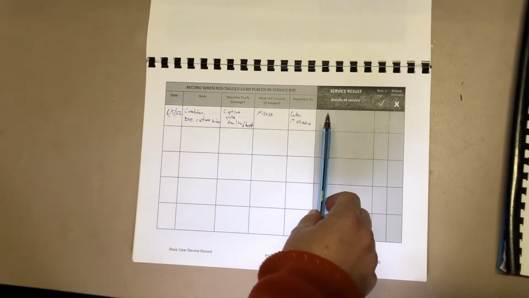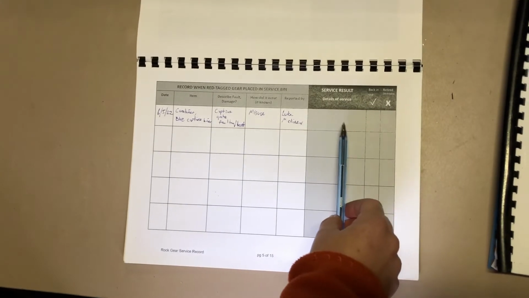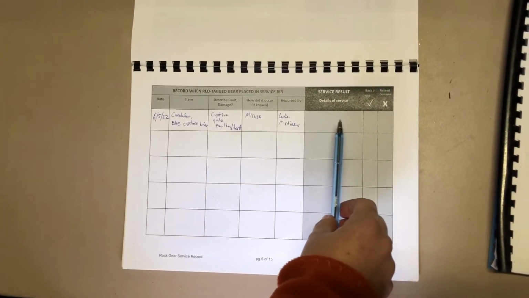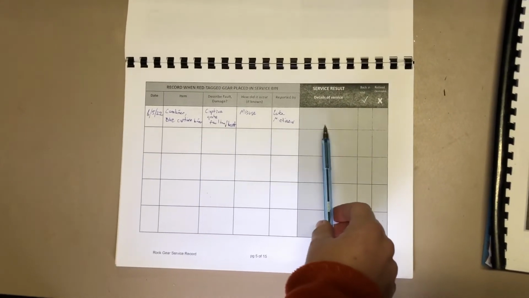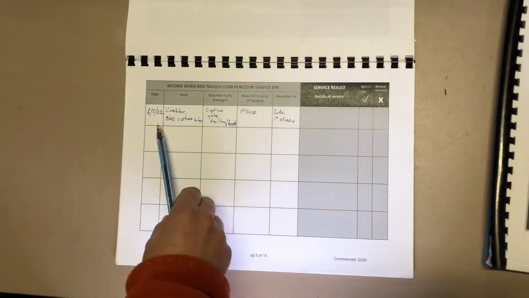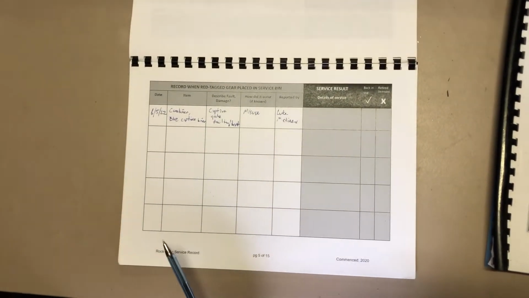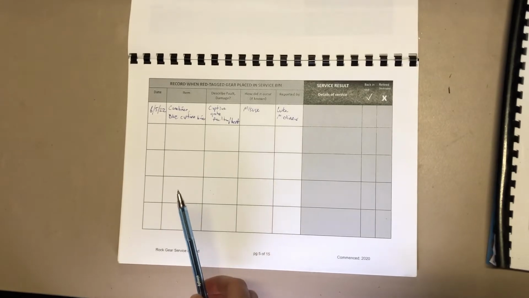We would then service the equipment at a date later on, and we would write down the result of the service. We'd write down whether it was repaired and put back into service, or was it destroyed or retired, depending upon what the result was. And then here you would tick the appropriate box. Basically, you need to make sure that you fill in each line in each box for each item of gear that you are inspecting for a service.